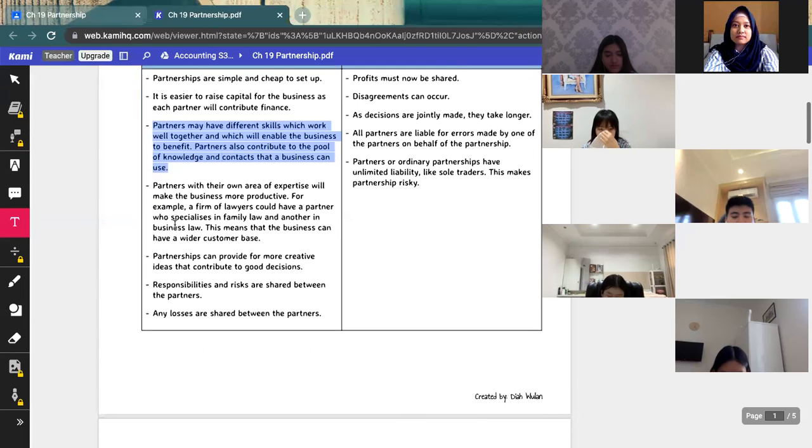Next, partners with their own area of expertise will make the business more productive because you own it. Since you own it, you will be more careful and more thorough in running the business than others. For example, a firm of lawyers could have a partner who specializes in family law and another in business law. This means that the business can have a wider customer base.